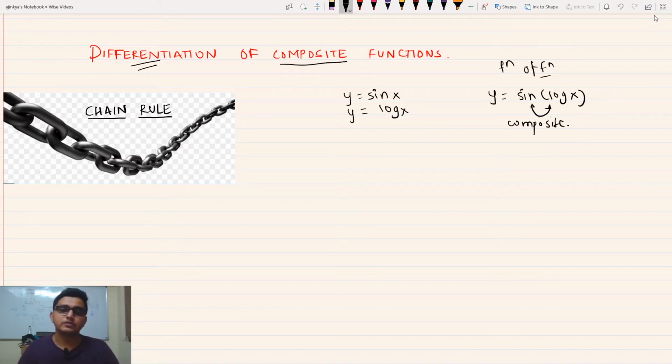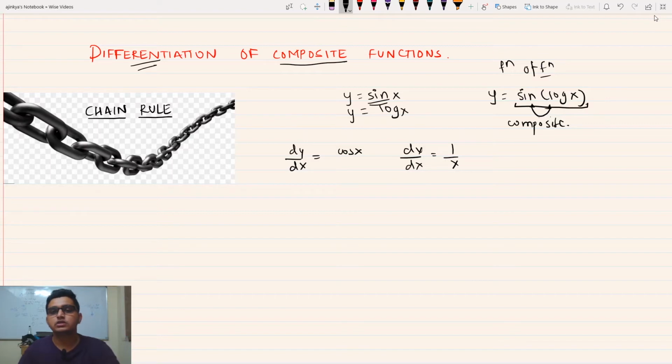When you try to differentiate functions such as y equals sine x, you will have dy upon dx equals cos of x. It is very straightforward and very simple. In case of log x, you have dy upon dx equals 1 upon x. But how are you going to differentiate sine of log x?